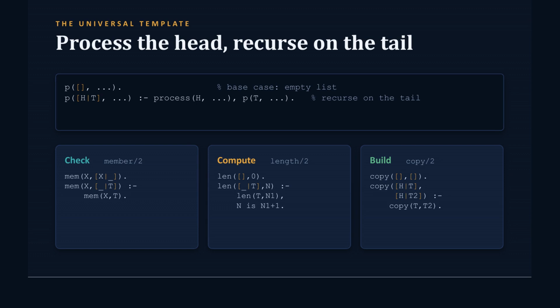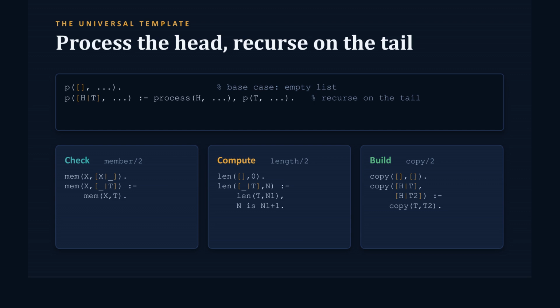Now let us name that pattern. The universal template has 2 clauses, one for the empty list, the base case, and one for head bar tail, where you process the head and then recurse on the tail. Almost every list predicate is a variation on this. In the checking variant, like member, you ask a yes or no question as you walk down. In the computing variant, like length or sum, you combine the head with the result coming back from the tail.